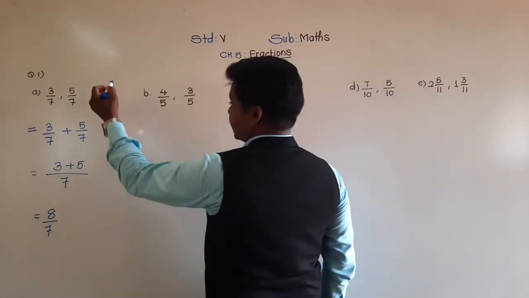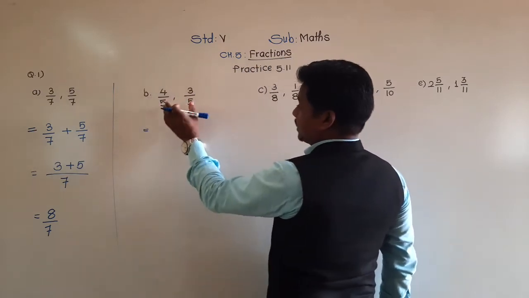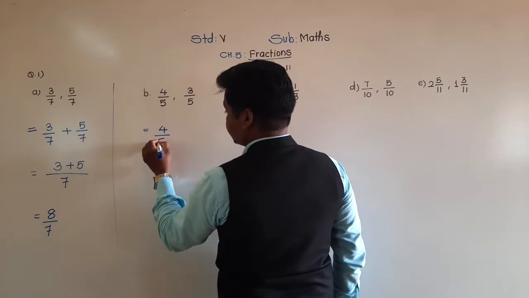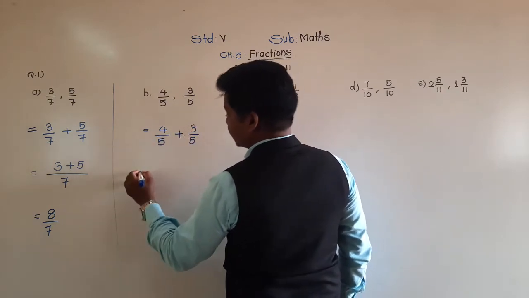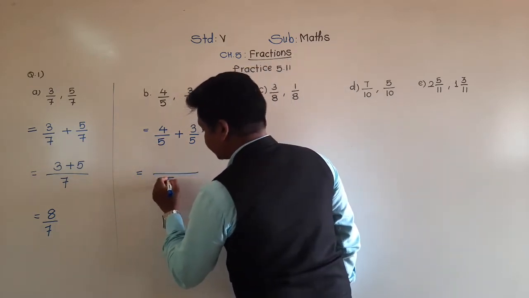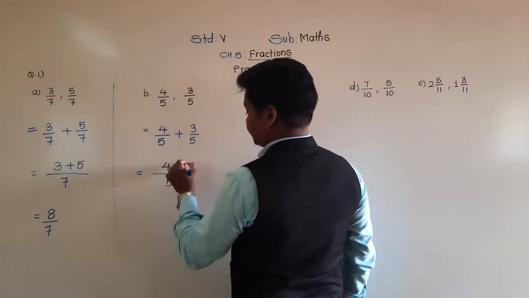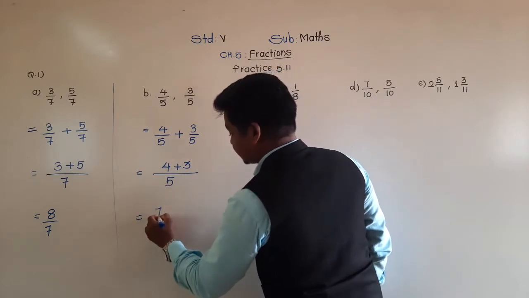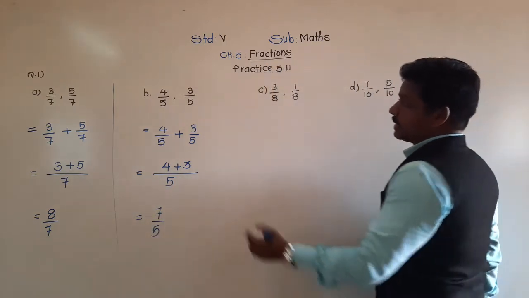Okay, now see next example. 4/5 and 3/5, two fractions with same denominators. So 4/5 plus 3/5 is equal to, denominators are same, take 5 common and add the numerators. 4 plus 3, so 4 plus 3 is 7/5. Got it?